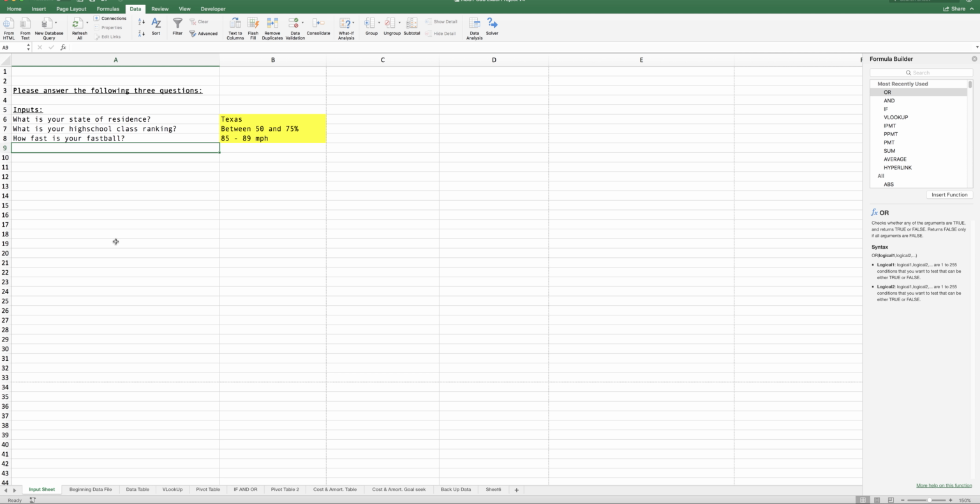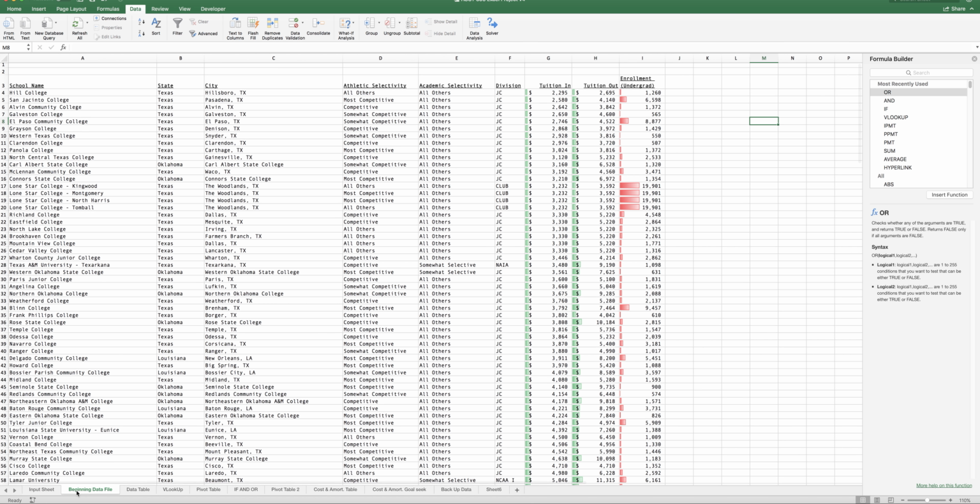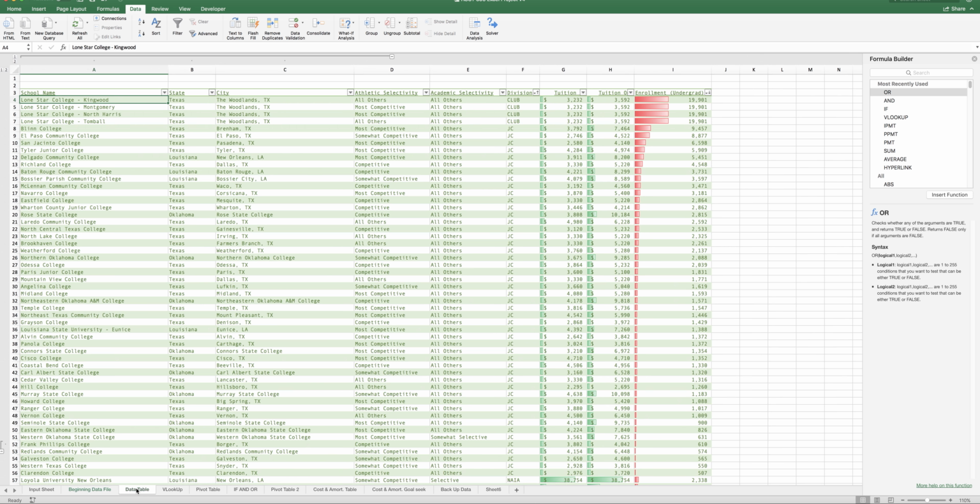Obviously, there's a lot of other factors that would go into assessing your academic and athletic capabilities and a match, but for purposes of a spreadsheet, I tried to simplify it as best I could. And so these are the questions you have to answer. I created drop-down menus for either Texas, Louisiana, Oklahoma, or other, where you fit in your class rank, and in this case, between 50 and 75, and then how fast is your fastball.